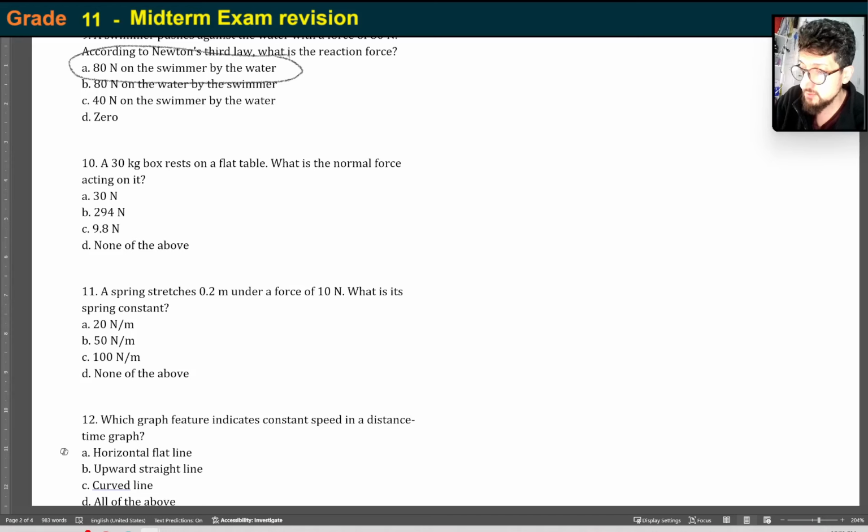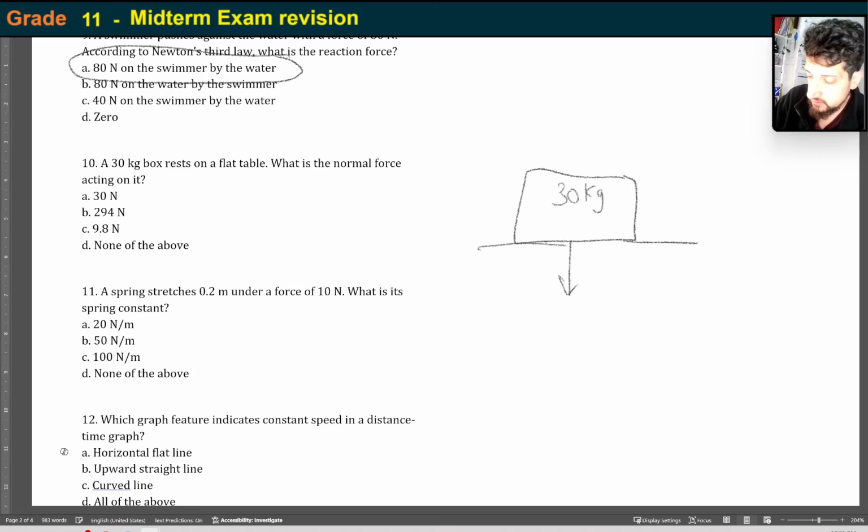Okay, let's keep going. A 30 kilogram box rests on a flat table. What is the normal force acting on it? So the weight is equal to the normal force, which is equal to mg. So that's just going to be 30 times 9.81, which is going to be 294.